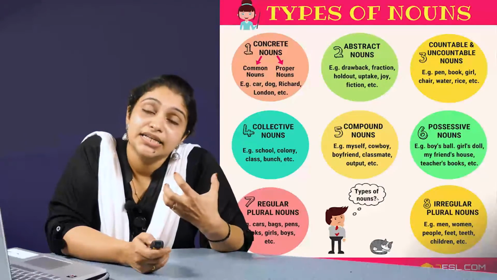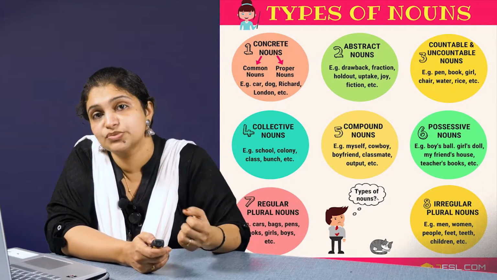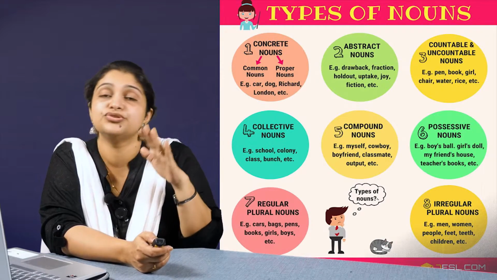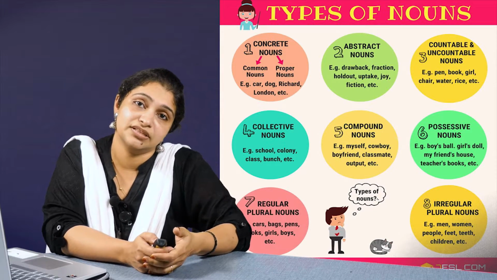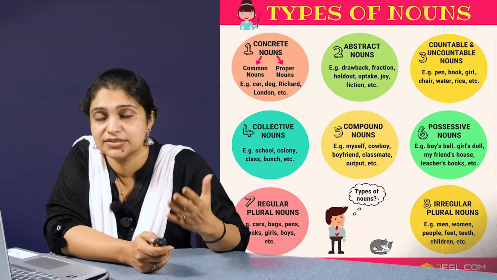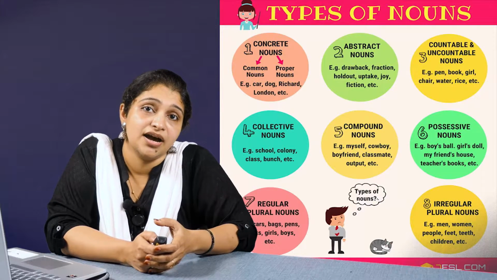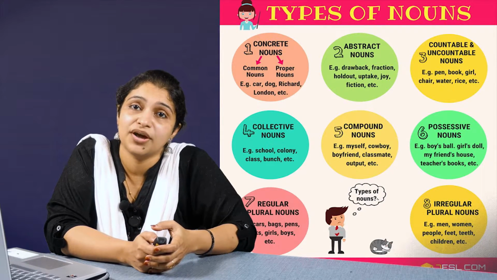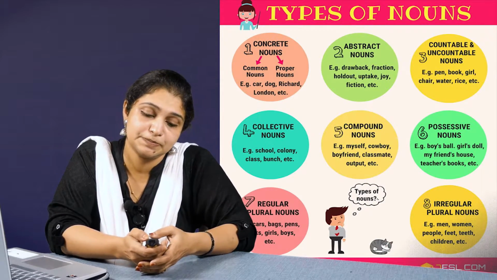So nouns which represent these abstract notions, which you cannot touch, cannot see, cannot smell, which you can only experience and feel, are called abstract nouns. I've given you suitable examples, that is fraction, happiness, uptake, joy, fiction, childhood, boredom, etc.